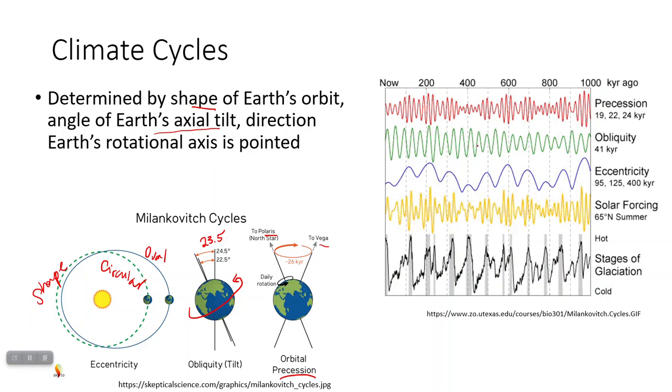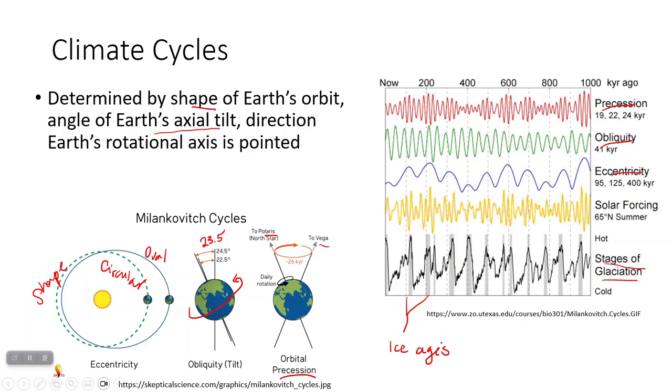So these things, precession, obliquity, and eccentricity, have these characteristic patterns where they will increase and then decrease and increase and then decrease. And then if you look at this bottom graph right here, these are showing the average temperature on the planet, and these are showing advances of glaciers. So everywhere you see this kind of gray bar, those are all ice ages.